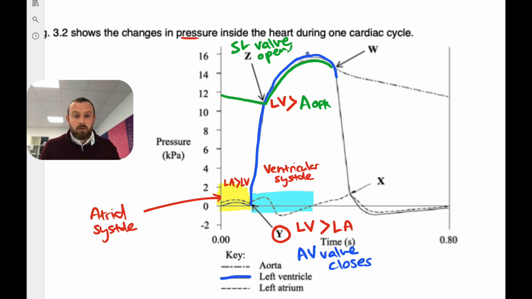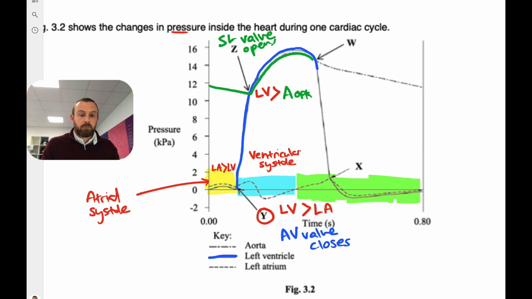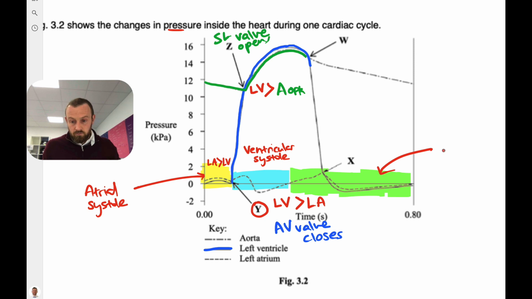But then eventually, let's highlight in a different color now. Let's do green. So now here we're in this region. The pressure is decreasing. It's no longer peaking. So really now the ventricles are relaxing. So this is all diastole over here. The pressure in the ventricle is dropping, and once it drops below the pressure in the aorta, then the semilunar valve closes.